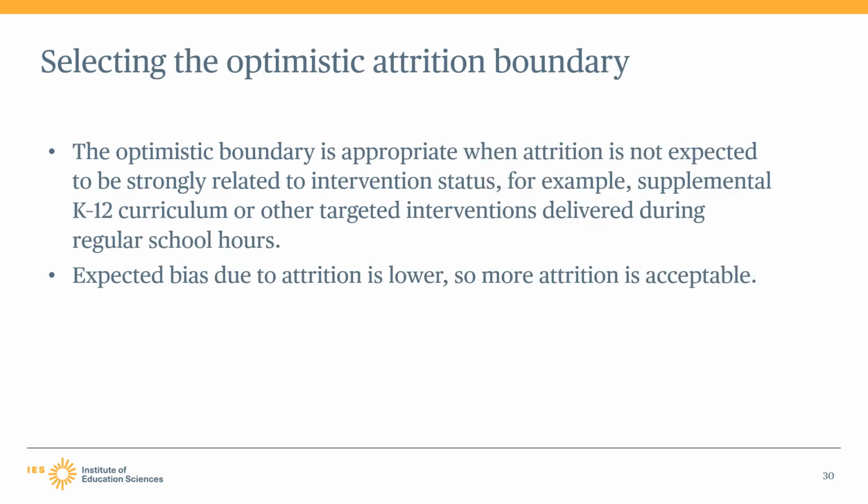Again, WWC review teams should select the optimistic boundary when they believe that the types of interventions studied are unlikely to affect attrition. For example, if researchers are implementing a reading intervention during regular school hours, the optimistic boundary may be appropriate if it seems unlikely that the reading intervention would directly affect the probability that students will leave the study. For example, families probably won't decide to move simply because their child's school is using a certain reading instructional strategy. The expected bias due to attrition is lower in situations like this, so more attrition is acceptable.